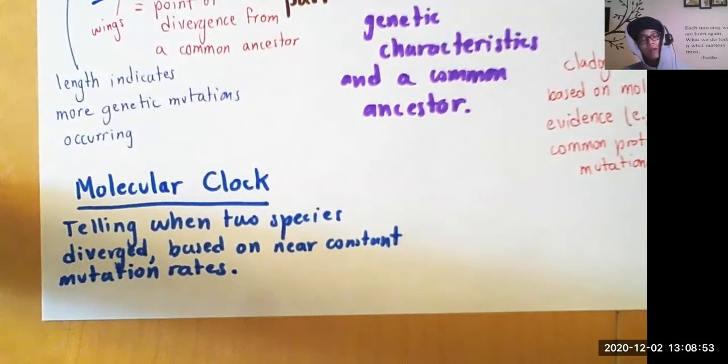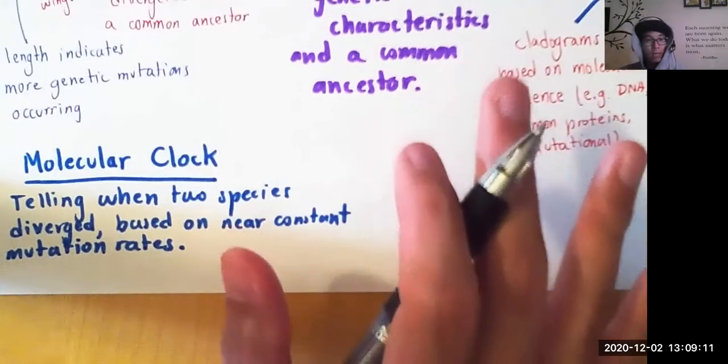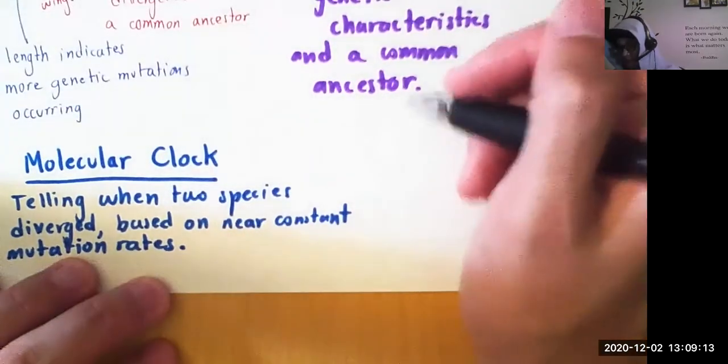Let me read it out loud. A molecular clock is a clock that tells you when two species have diverged in the past based on something called a near constant mutation rate. Okay, the best way to demonstrate this is to just give you an example.